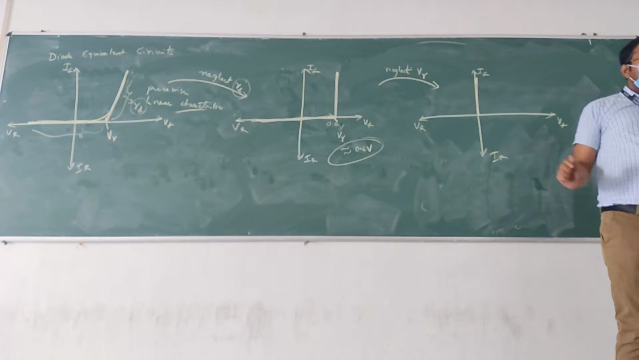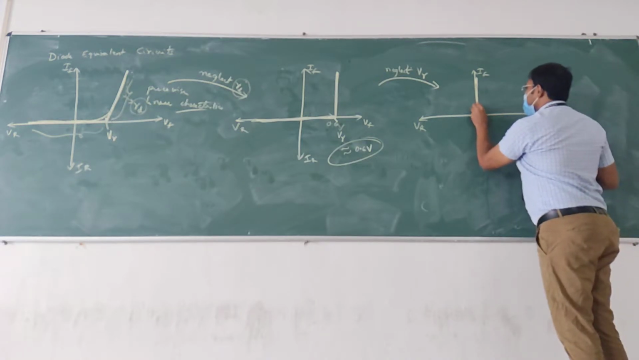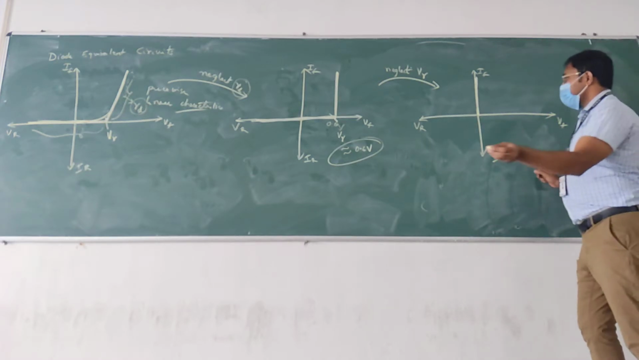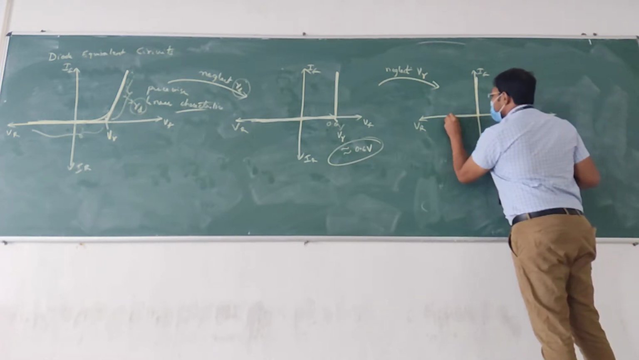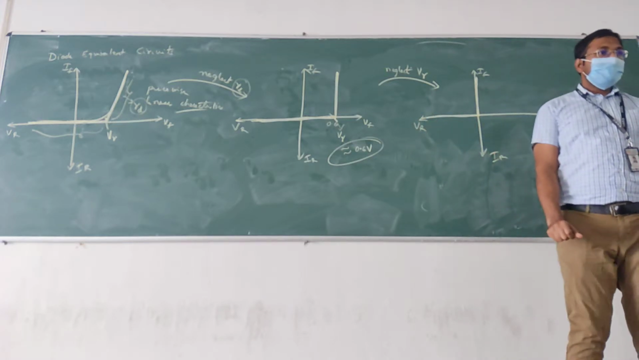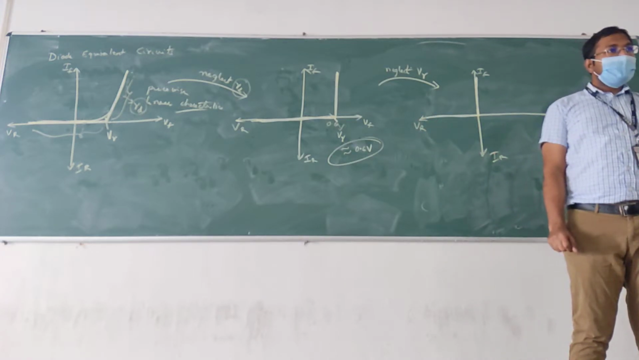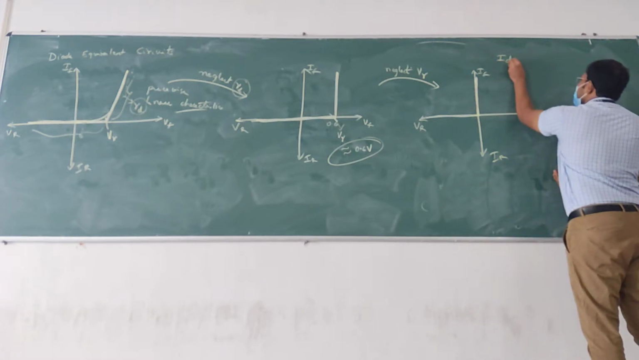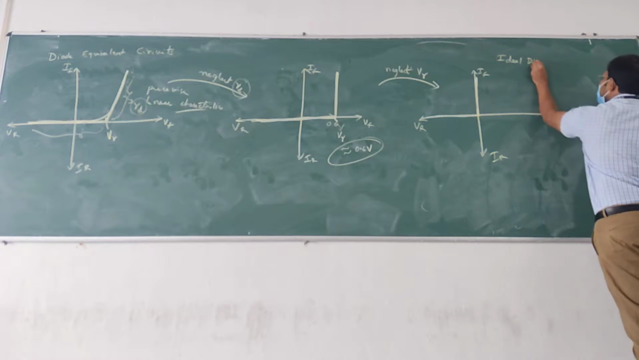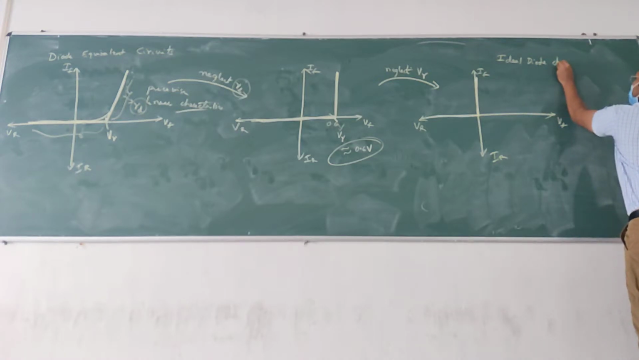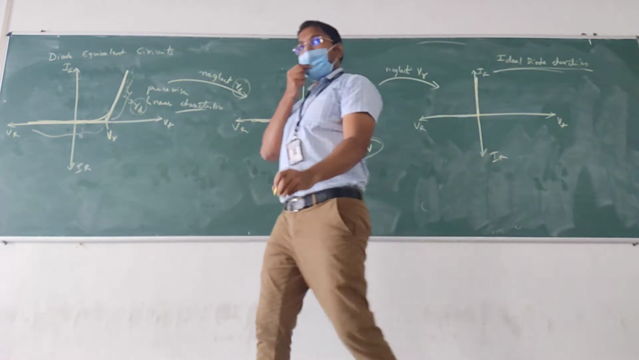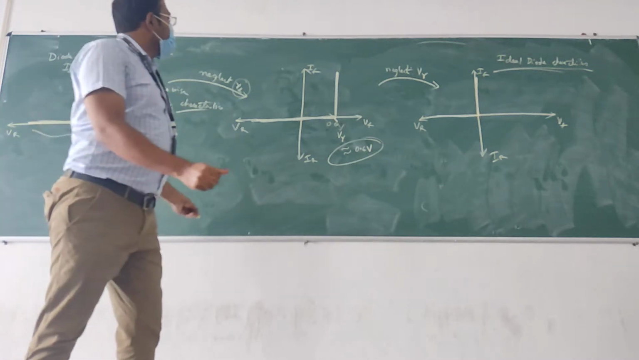Forward direction, if you move, the diode characteristics we can approximate like this. Reverse direction, if you move, we can approximate like this. Okay? These characteristics are called ideal diode characteristics.